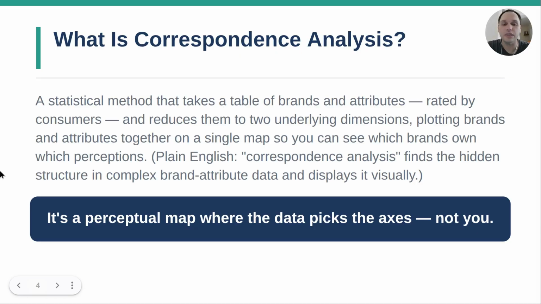Correspondence analysis is a statistical method that takes a table of brands and attributes rated by consumers and reduces them to two underlying dimensions, then plots brands and attributes together on a single map. Brands appear near the attributes that best describe them and far from the ones that don't. Two brands sitting close together on a map are seen as similar by consumers. An attribute sitting in empty space means no brand owns that perception. All of that information comes from the math, not from decisions you made about which axes to use.